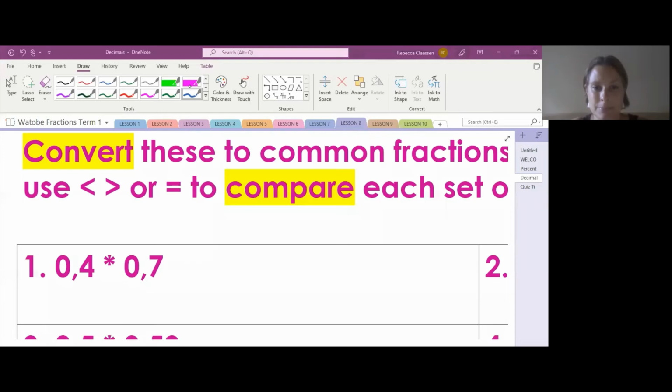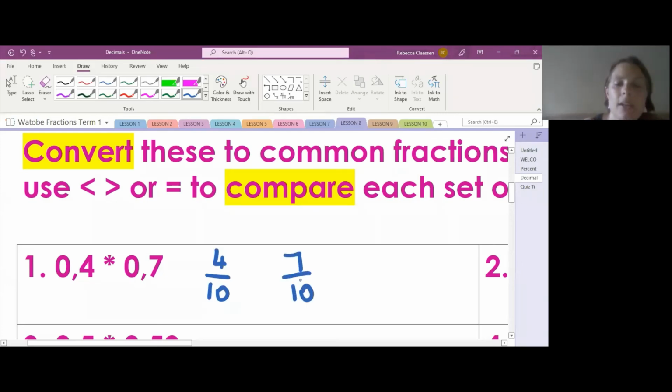I don't understand. What must we do exactly? So you're going to convert it to a fraction over 10. So 0.4 would be, what is a fraction over 10? 4 over 10. And 0.7 would be? 7 over 10. Okay, now we can compare. Which one's bigger? 7 over 10. So we do our relationship sign for bigger. And that's it. Okay, now we've done the first one.